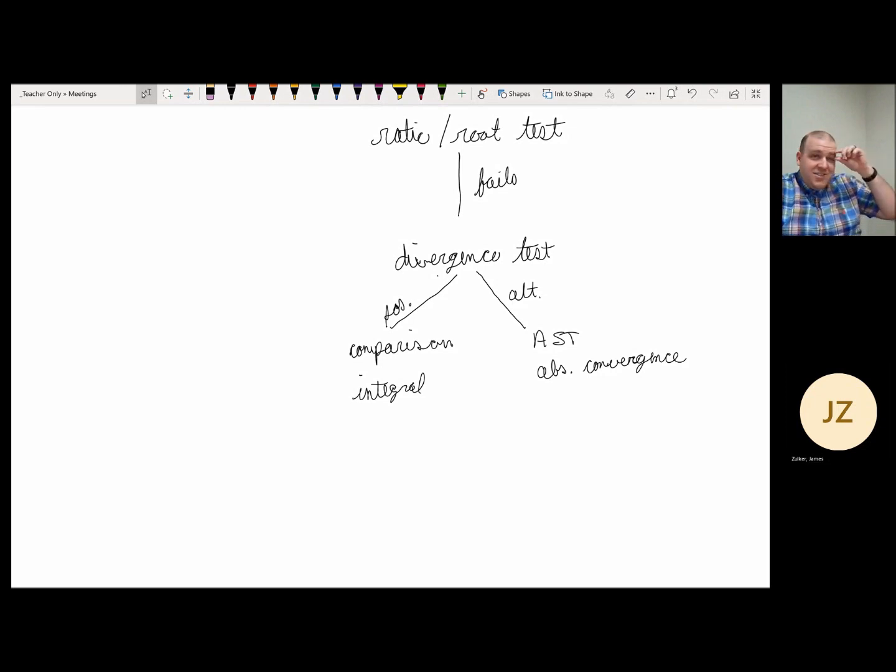The actual tests are not difficult. It's trying to actually figure out which test to use. Right, that's what's going to be difficult and take you a long time.